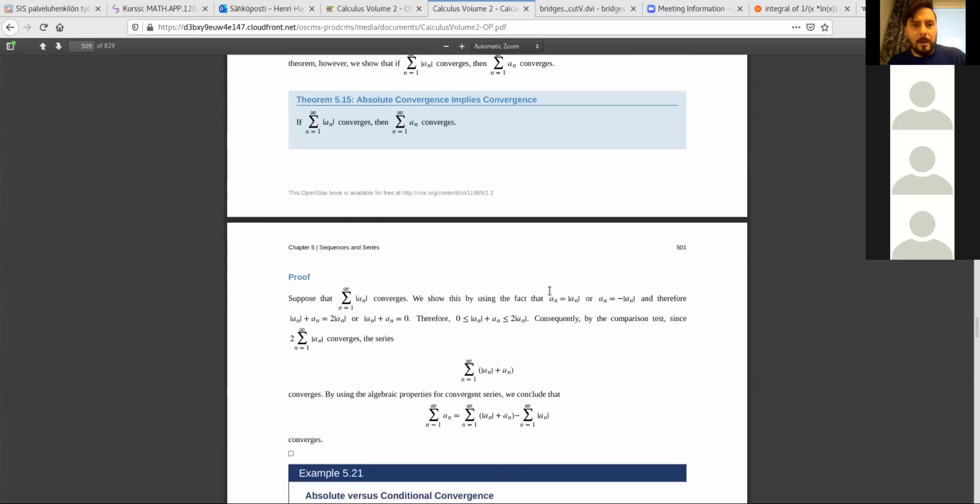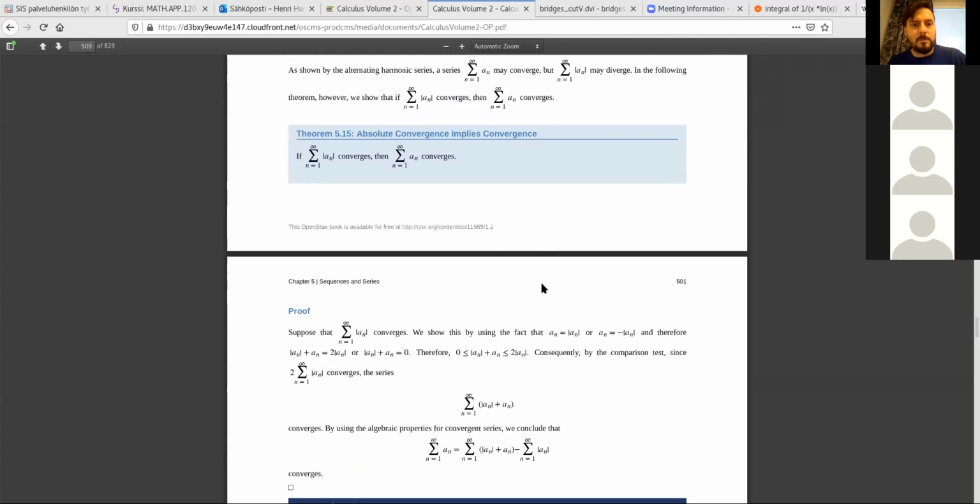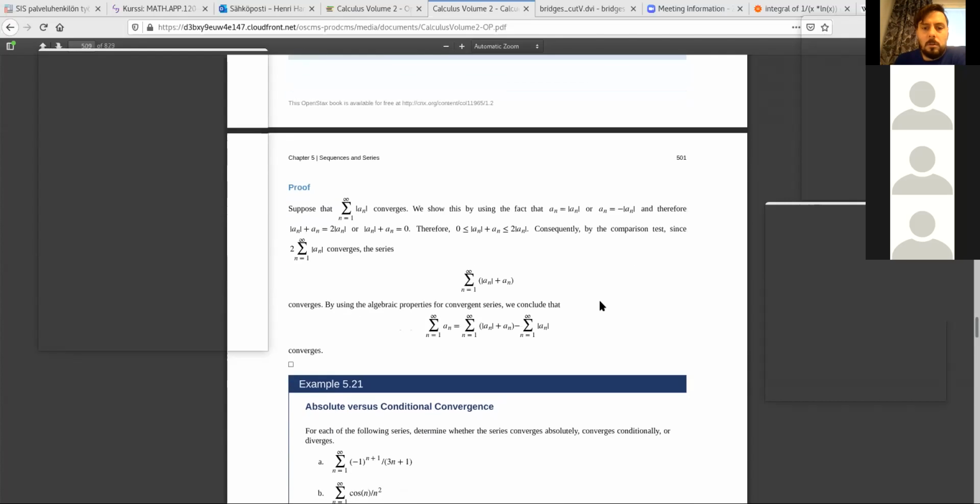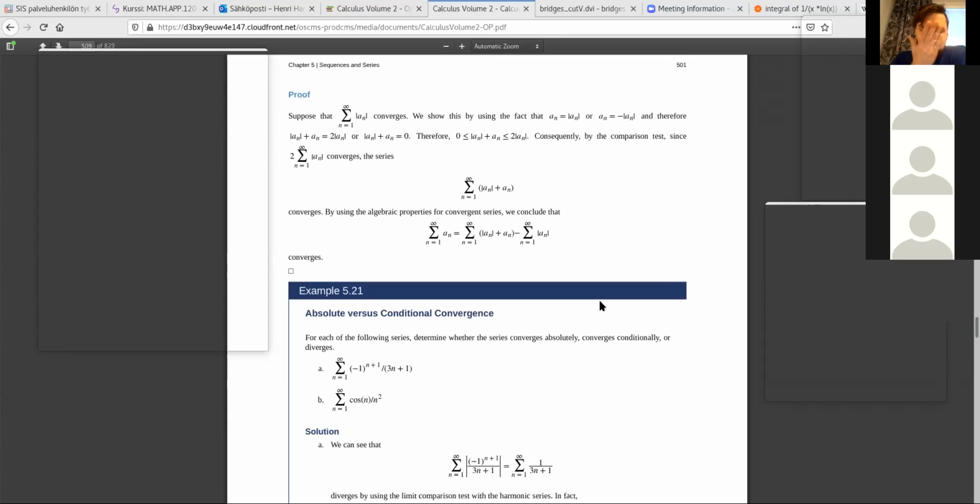Here's a proof, but I don't know why you would want to prove this, because obviously, if you add these up, then adding these up will converge. I mean, all subsums of this are smaller than or equal to all subsums of that. So no need to worry about that. Here are examples of absolute versus conditional convergences.